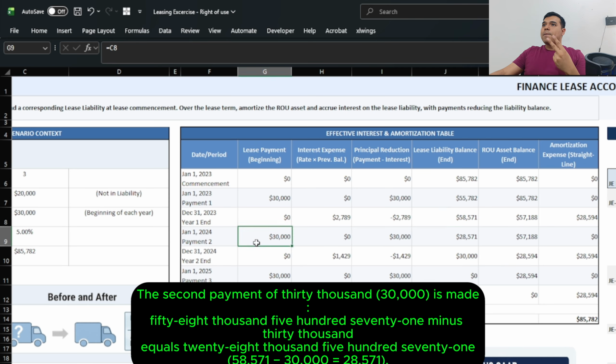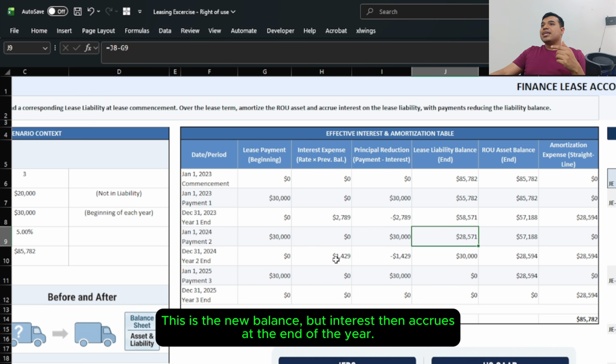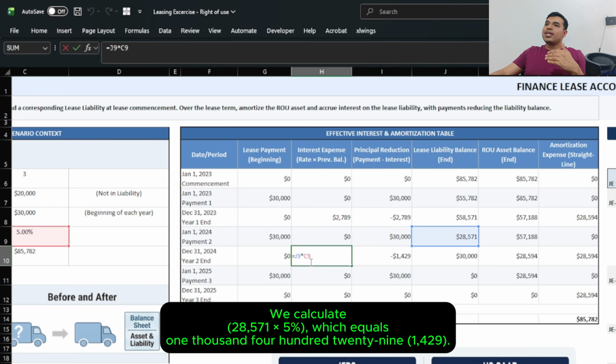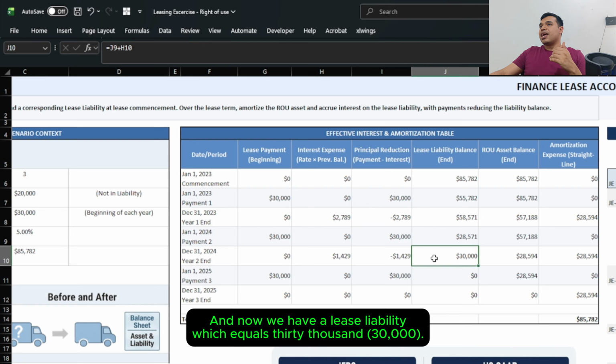Year 2 starts with a lease liability of $58,571. The second payment of $30,000 is made. $58,571 minus $30,000 equals $28,571. This is the new balance, but interest then accrues at the end of the year. We calculate $28,571 times 5% equals $1,429. And now we have a lease liability which equals $30,000.